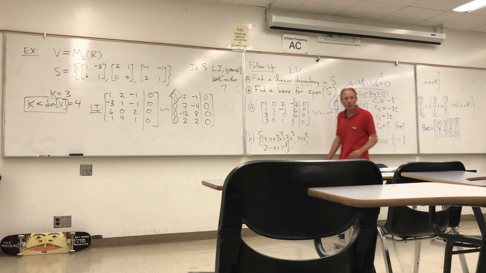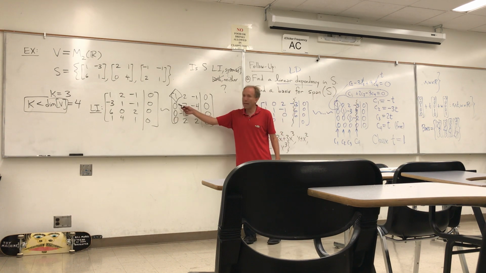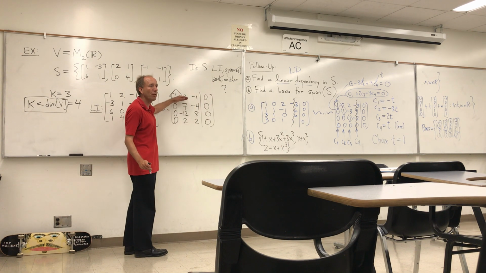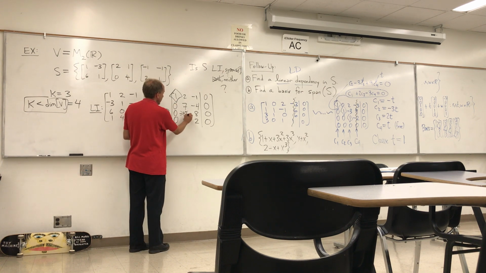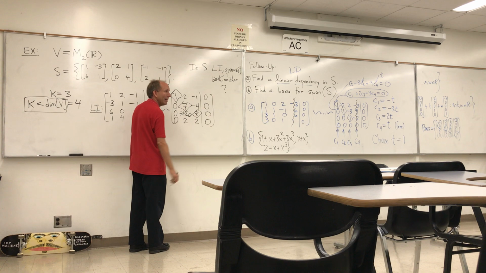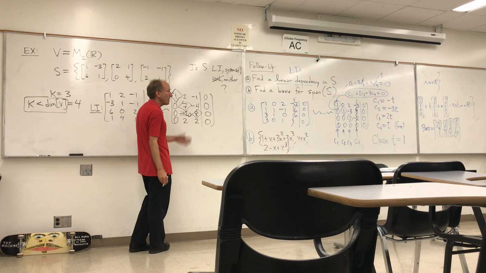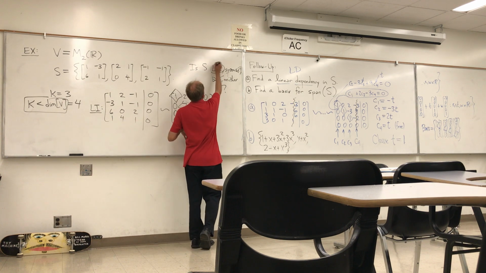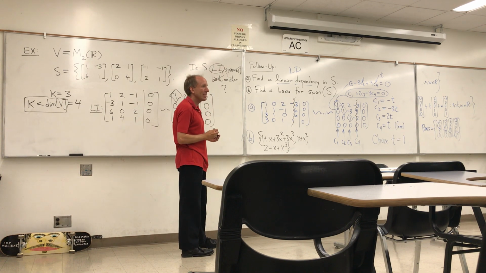Because if I do A23 of 12/7, I'll get a 0 here, but this one will not be 0. So your pivots are going to end up like that. If that's the case, what's the correct answer here? Right. This is LI. It's a linearly independent set.